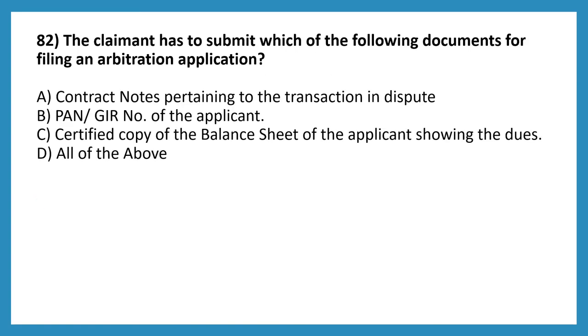The claimant has to submit which of the following documents for filing an arbitration application? Option A, contract notes pertaining to the transaction in dispute. Option B, PAN or JID number of the applicant. Option C, certified copy of the balance sheet of the applicant showing the dues. Option D, all of the above. The correct answer is option D, all of the above.